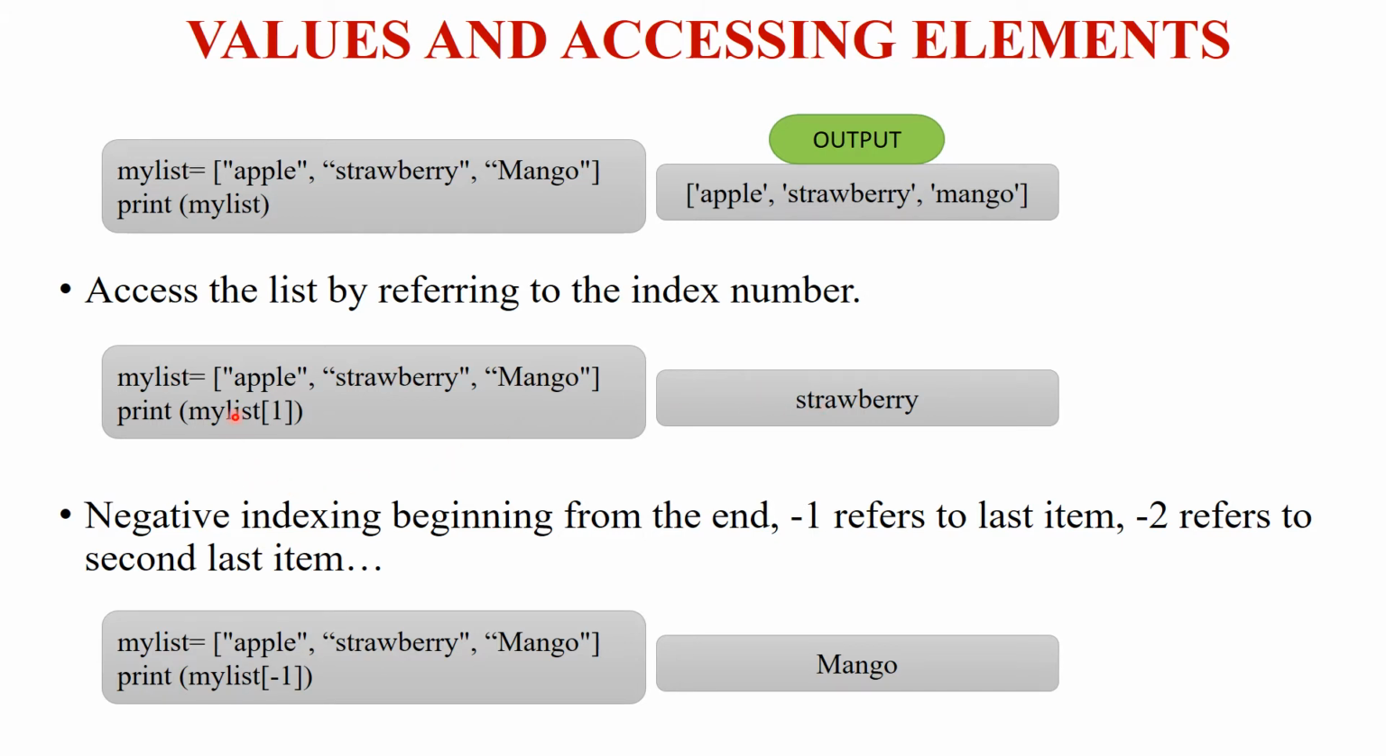That was a positive index value. Suppose I start with a negative index value, it will count from the backward position. Negative indexing begins from the end. So -1 refers to the last item, -2 refers to the second last item. Here I have declared my list with three elements. I'm going to access -1. -1 is the last element, so here the last element is mango.